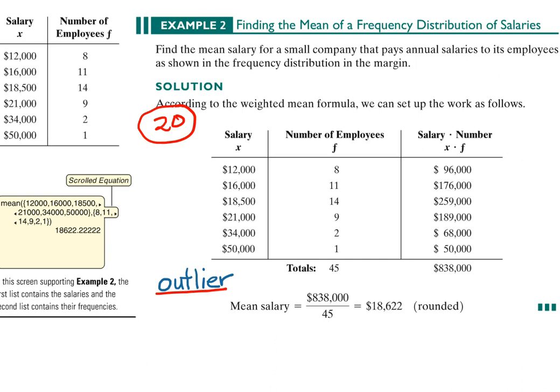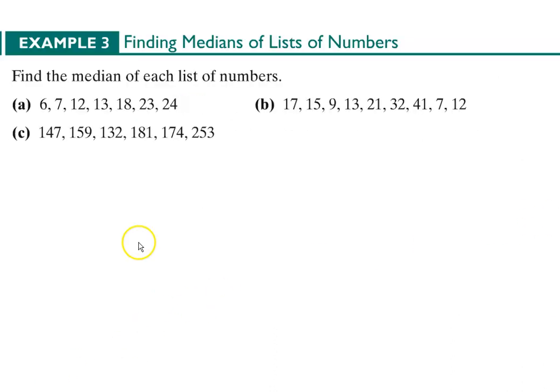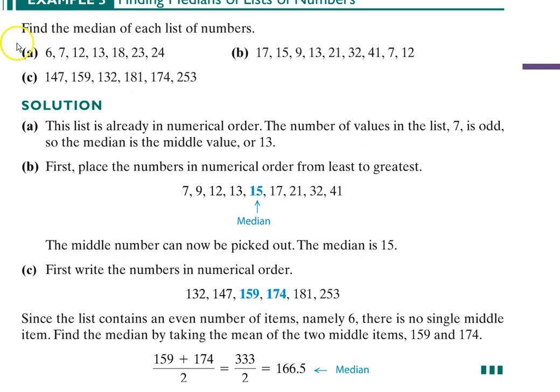Okay, let's go on. Now, for example 3, finding the median of the list of numbers. Here, we want to put them in numerical order, and then seeing that since this is an odd number, we just go to the middle. 1, 2, 3, 4, 5, 6, 7. We would go to the fourth item, which is 13.